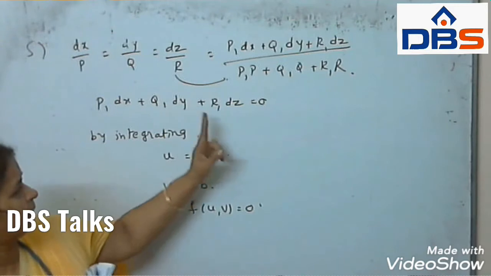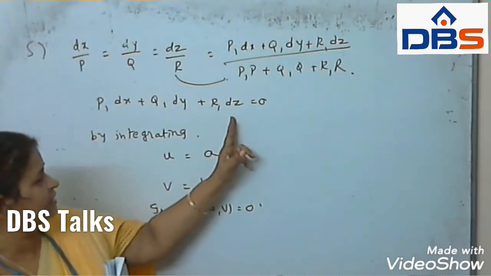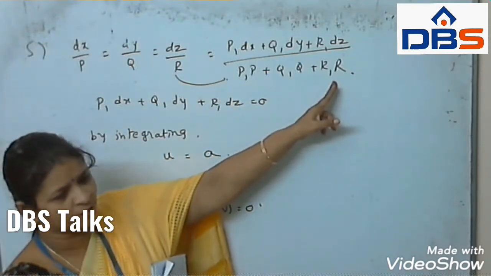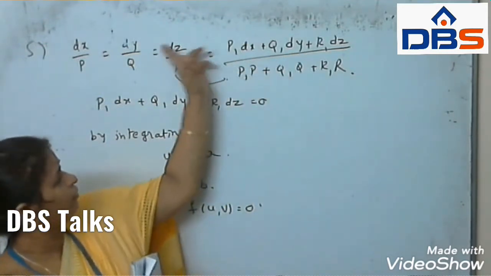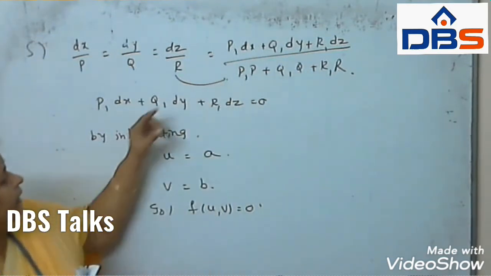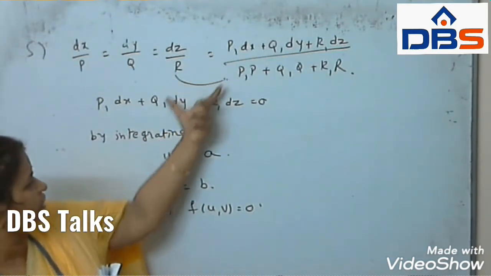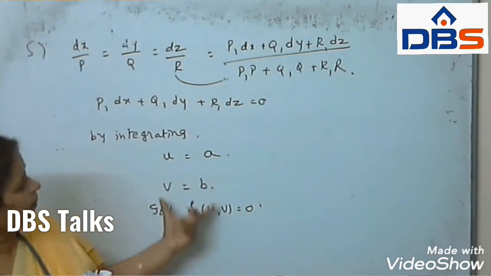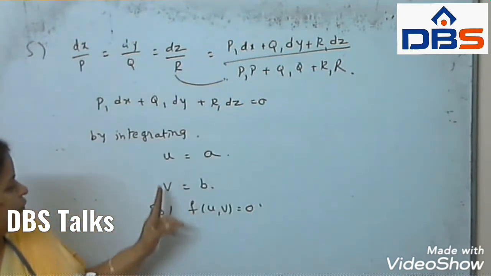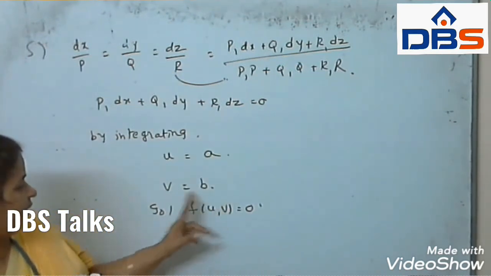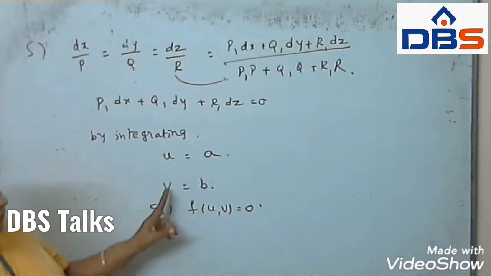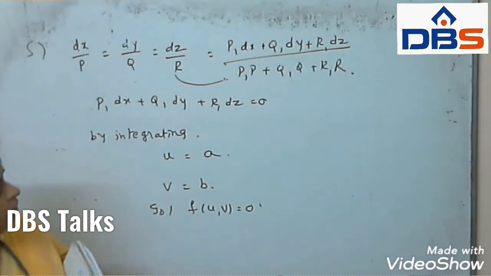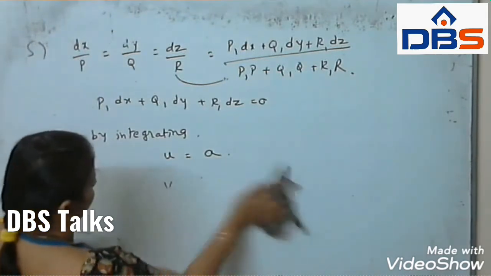You have to choose the multipliers P1, Q1, R1 such that P1P plus Q1Q plus R1R equal to 0. After that, you have to write the equation like this. Next, if you equate any two ratios, you will get this equation. By integrating this, you will get a function u. If you repeat the same procedure, then you will get the function v, v equal to b. So the solution, after finding u and v, is f of u comma v equal to 0. So this is the method to find the solution.